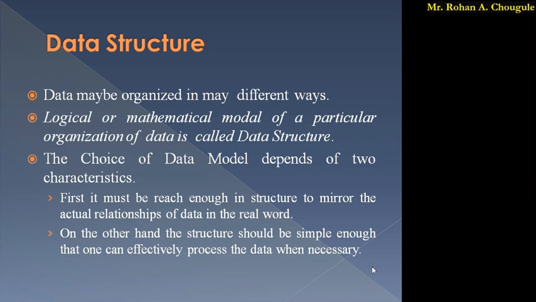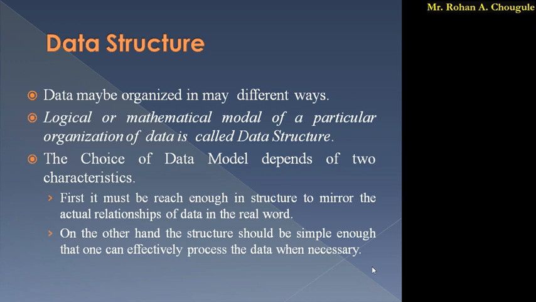So what is a data structure? Data may be organized in different ways. We can organize our data in different manners. Basically, a data structure is a logical or mathematical model of a particular organization of data. It may be a logical or mathematical model to store the data. So a logical or mathematical model of a particular organization of data is nothing but a data structure.